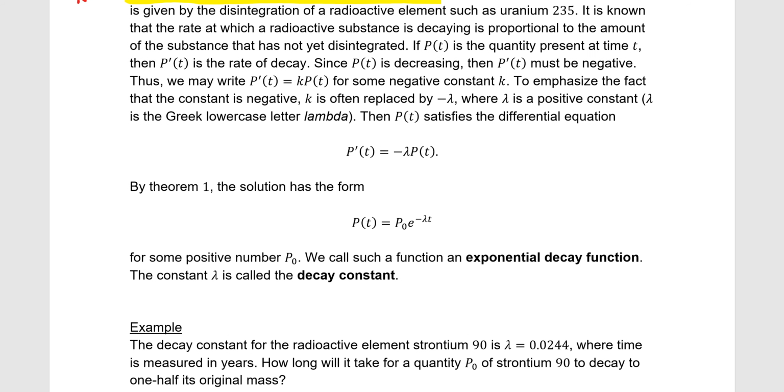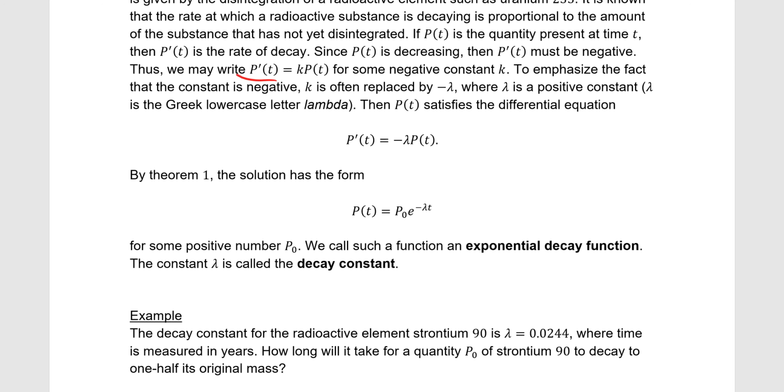And sometimes what we can do here, instead of using p prime of t equals k times p of t, we know that k is negative. So just to emphasize the fact that it is negative, instead of using k, we can use negative lambda, or negative whatever you want. We typically use lambda, where lambda is a positive constant. And the only reason why we do this is just to emphasize that this is exponential decay, and that is a negative value there. So everything else is exactly the same.